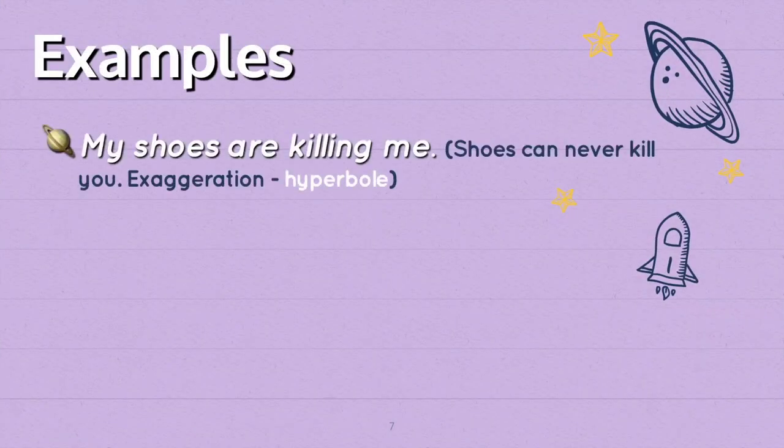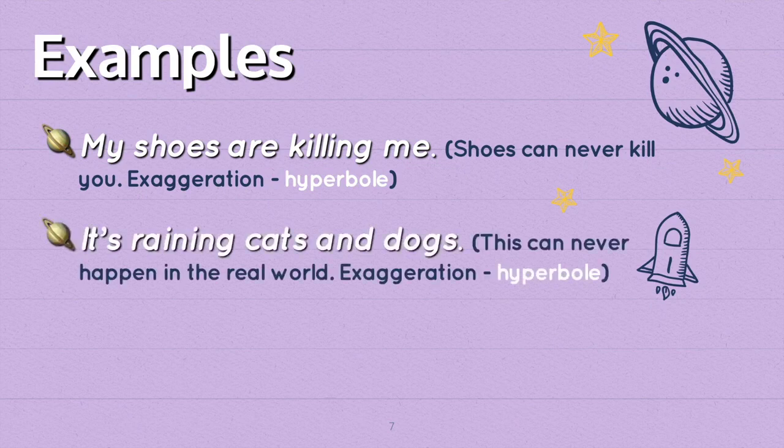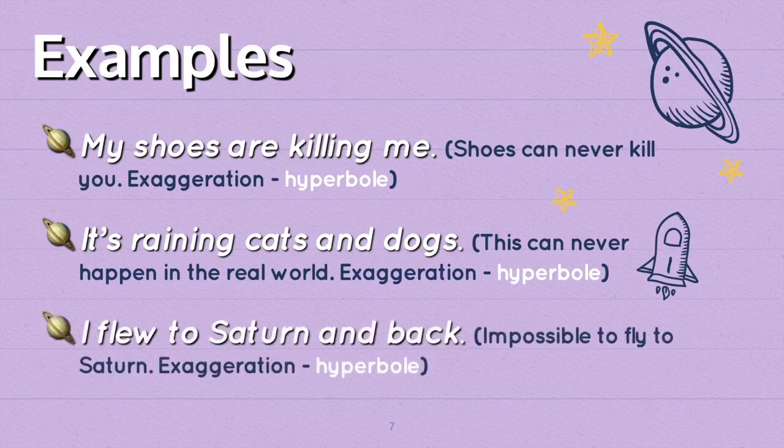Examples. My shoes are killing me. Shoes can never kill you. This is exaggeration, and thus a hyperbole. Or, it's raining cats and dogs. This can never happen in the real world, right? It's an exaggeration and thus a hyperbole. I flew to Saturn and back. Impossible to fly to Saturn, so it is an exaggeration.